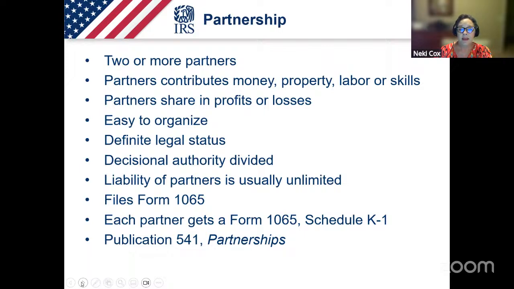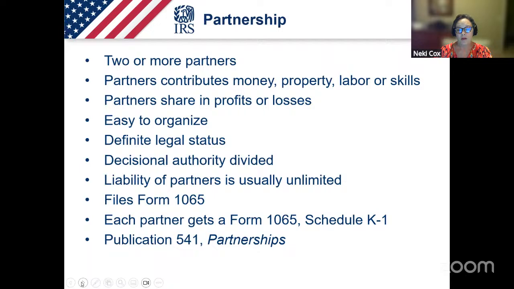The first disadvantage is that decision authority is divided. The other disadvantage to a partnership is that the liability of the partners is usually unlimited unless otherwise stated in the partnership agreement. In other words, each partner may be held liable for all the debts of the business. For example, if one partner does not exercise good judgment, that partner could cause not only the loss of that partner's assets, but also the loss of the other partner's personal assets.